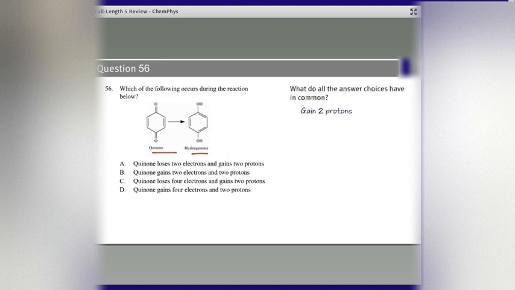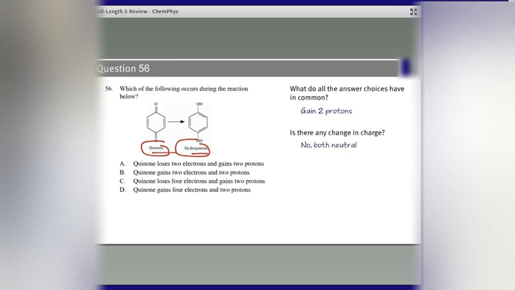But wait, if I just think logically about this, is there any change in charge between quinone and hydroquinone? No, they're both neutral. So if they're both neutral, then if I gain 2 protons, what else do I also have to gain? It's just logic, which is so cool. I love questions like this. What would I also have to gain? If there's 2 and 2, it's just got to be 2 electrons. Boom, done. Quick, easy point. Moving on to my next question. This is where it becomes awesome, guys. It's a nice, quick process of elimination.